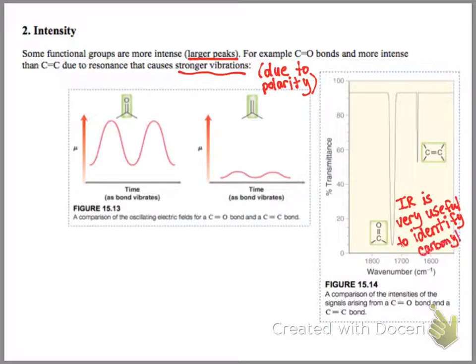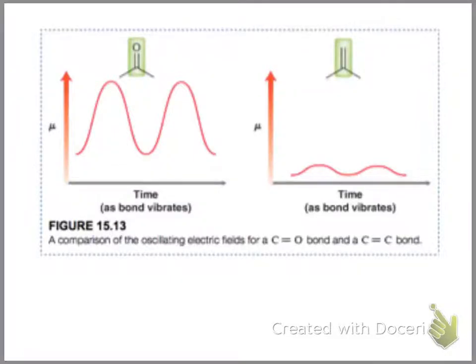Just as an aside, the IR is typically really useful for identifying carbonyl compounds. It's usually one of the first things that you look for in an IR. Easy to spot. It's very big, and it comes in a really specific place. This is just a recap. Strong vibrations and weaker vibrations.